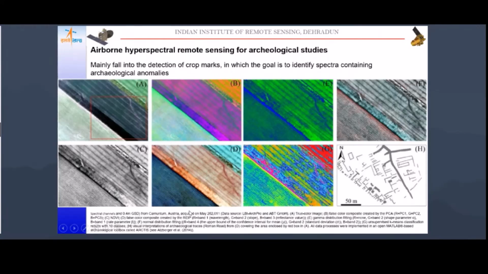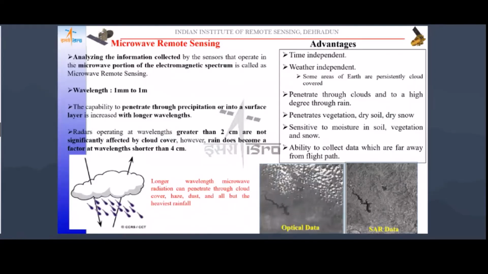This is a study done in Austria, and ultimately the mapping was done for this area. The data processing was implemented in a MATLAB-based toolbox. Then we come to microwave remote sensing.